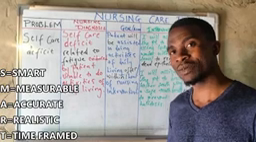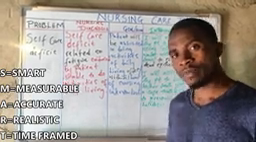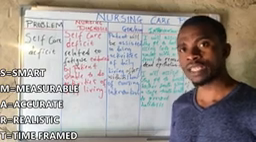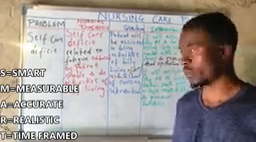S means it has to be specific. M means it has to be measurable. A means it has to be achievable, and R means it has to be realistic, and T is time frame.